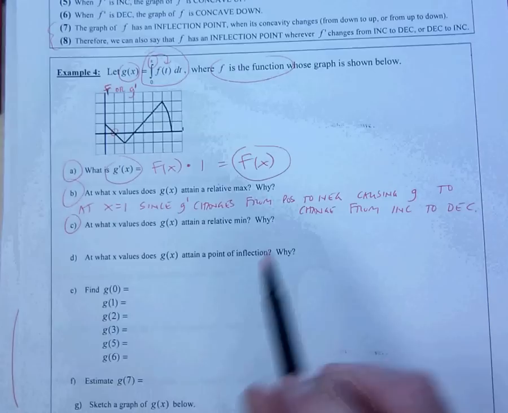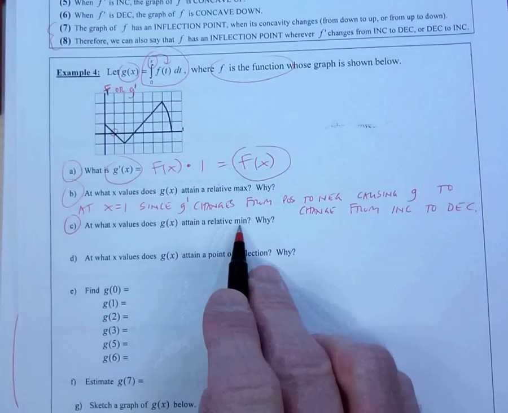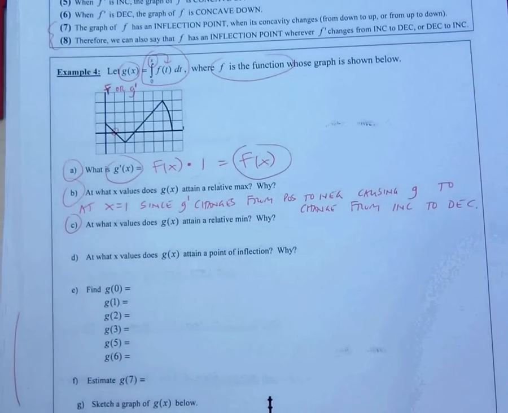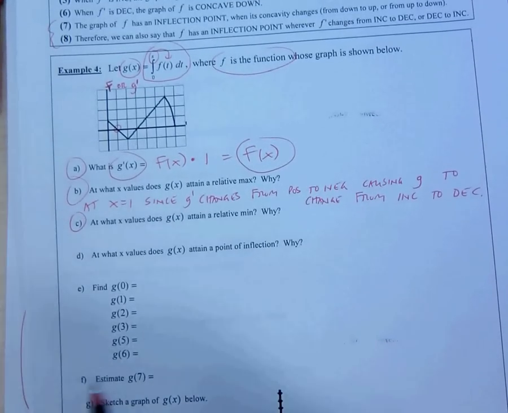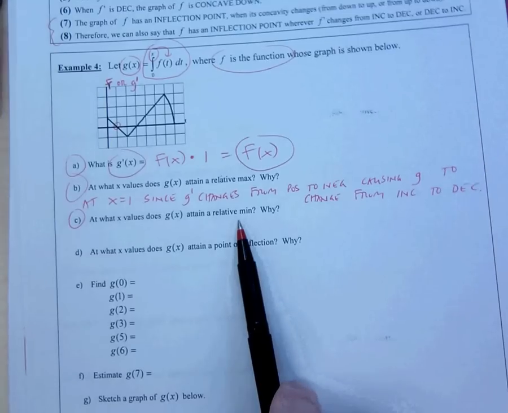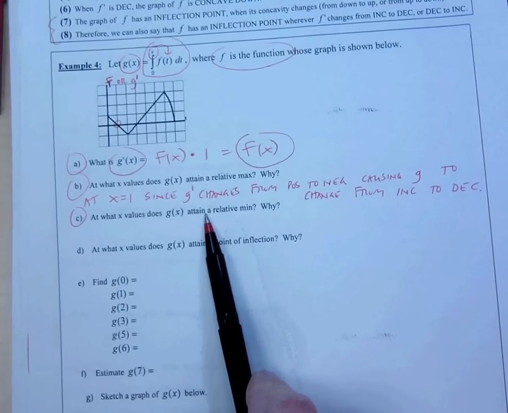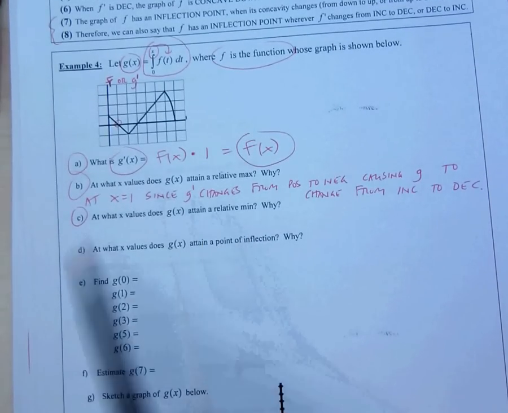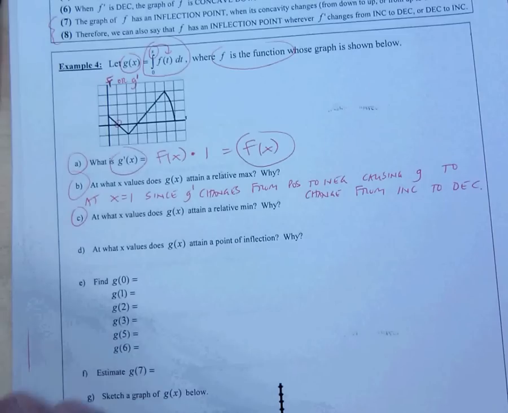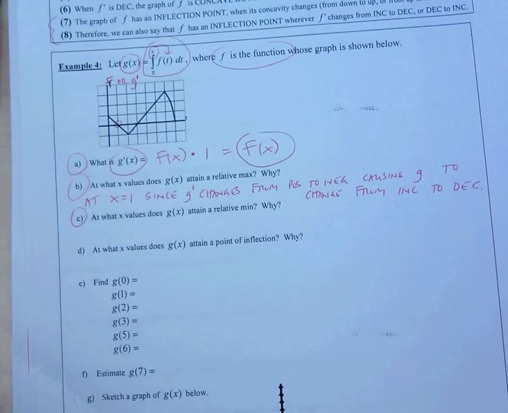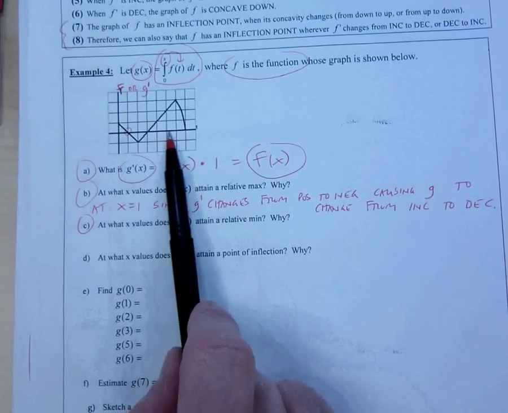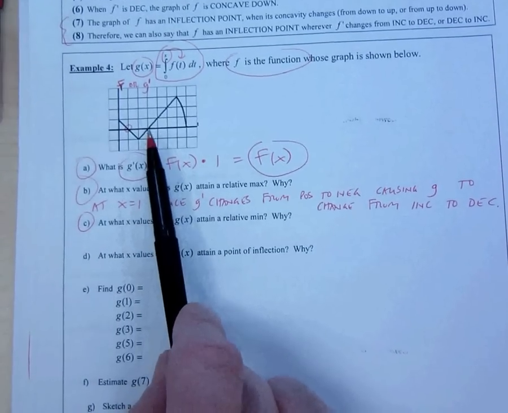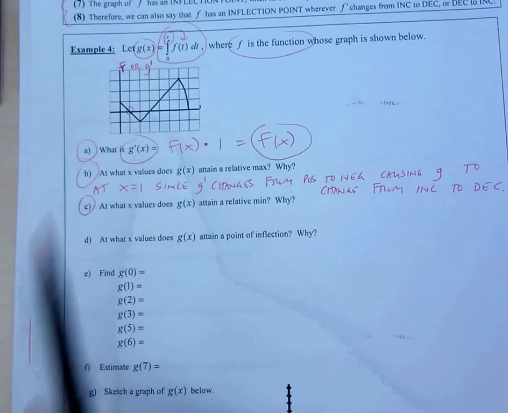Where does G have a relative min or a valley? I'll call on somebody. How about Adam G. What do you think? Where does G have a relative min or a valley? Whenever G changes from decreasing to increasing. But when does G change from decreasing to increasing? Whenever G prime changes from negative to positive. Very good. Looking at the graph of G prime, where does G prime change from negative to positive? When x equals 3. Good.